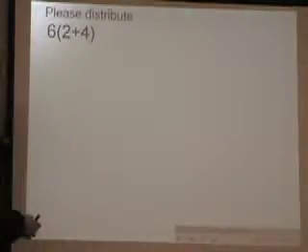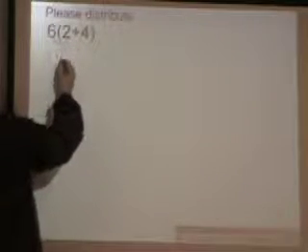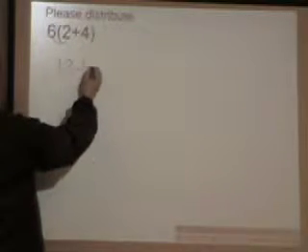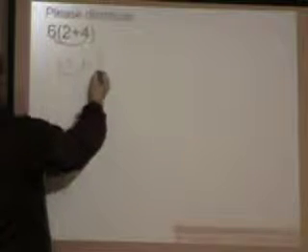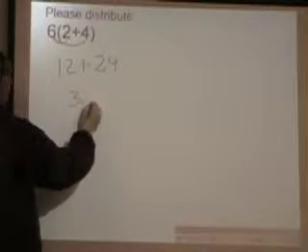Okay. Now on this one, how do I distribute? 6 times 2. 6 times 2 is 12, plus 6 times 4, which is 24. 12 plus 24 is 36, and that's your answer.